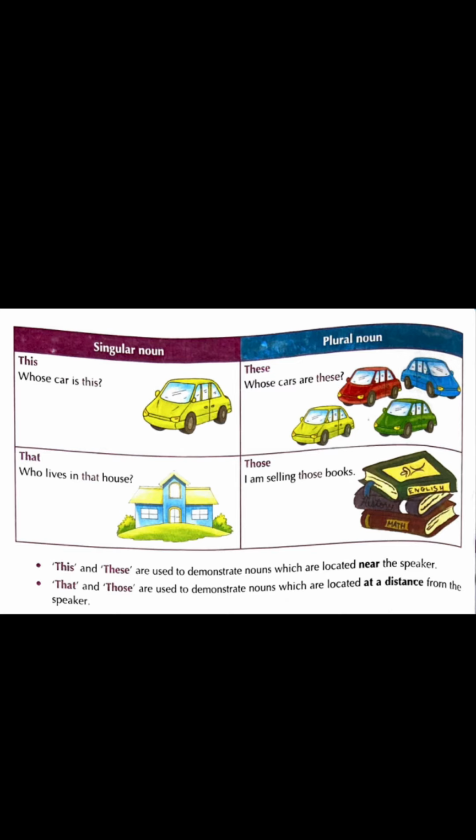Whereas these cars are again, you're very close to them, but they are more in number, more than one. Whereas if you say, let's say, who lives in that house, or whose car is that, meaning that you cannot actually touch it. It's a little further away from you. So the same case happens with the word those.